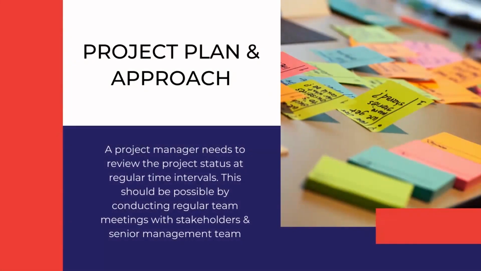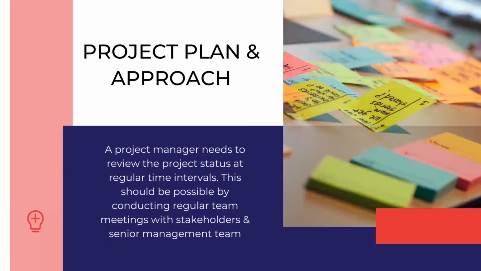Fourth is project plan and approach. A project manager needs to review the project status at regular time intervals. This should be possible by conducting regular team meetings with stakeholders and senior management team. Moreover, the feedback and suggestions must be shared with every individual associated with the project.